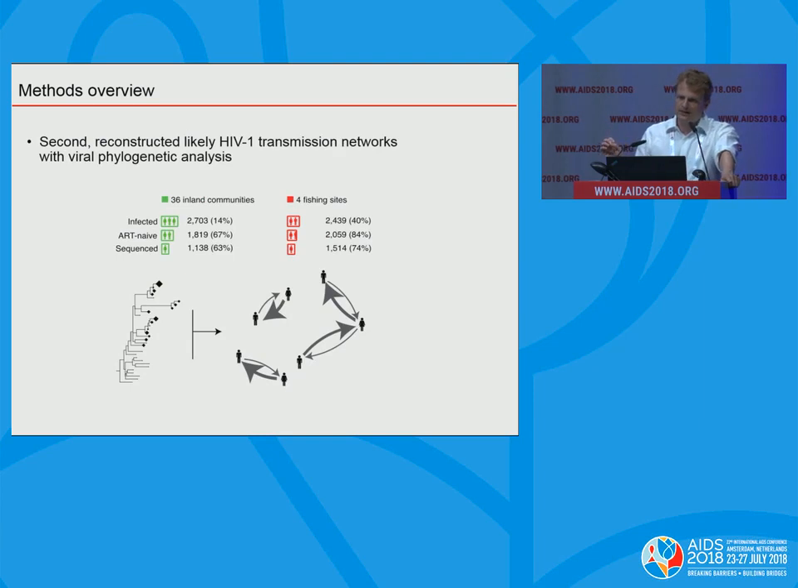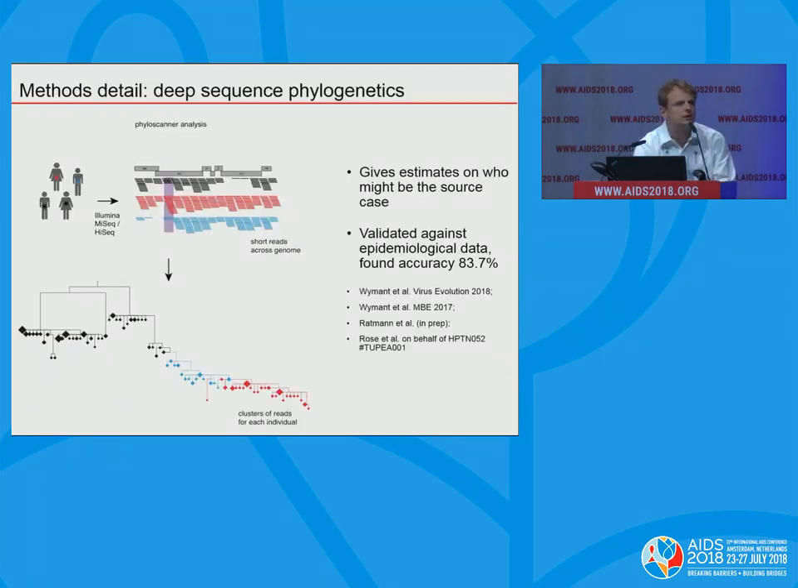The second part of our analysis was to reconstruct likely HIV transmission networks with viral phylogenetic analysis. And Pangea was able to sequence 63% of those that were ART naive in inland communities and 74% in fishing sites. So just to give you an idea, our analysis was based on a relatively large subsample of infected individuals. And I wanted to go a bit deeper here because the deep sequencing fundamentally allowed us to reach qualitatively distinct conclusions compared to standard approaches.